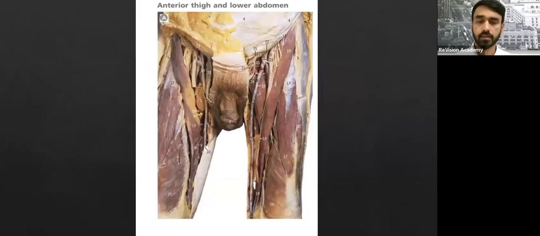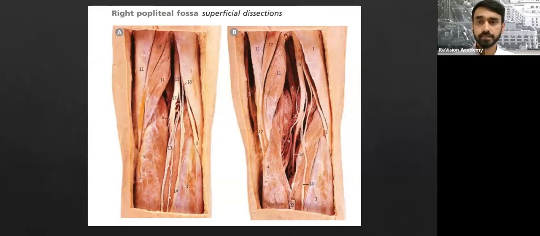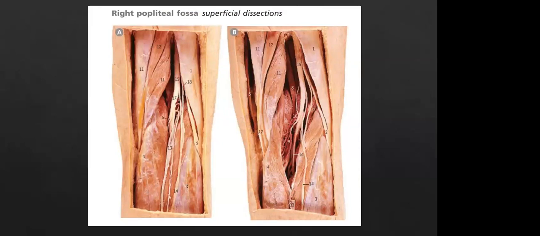So can you please tell me its contents? It passes the popliteal artery, popliteal vein, tibial nerve, common peroneal nerve, and lateral cutaneous nerve of the thigh. No, not the thigh, of the leg. I think cutaneous and saphenous nerve also.